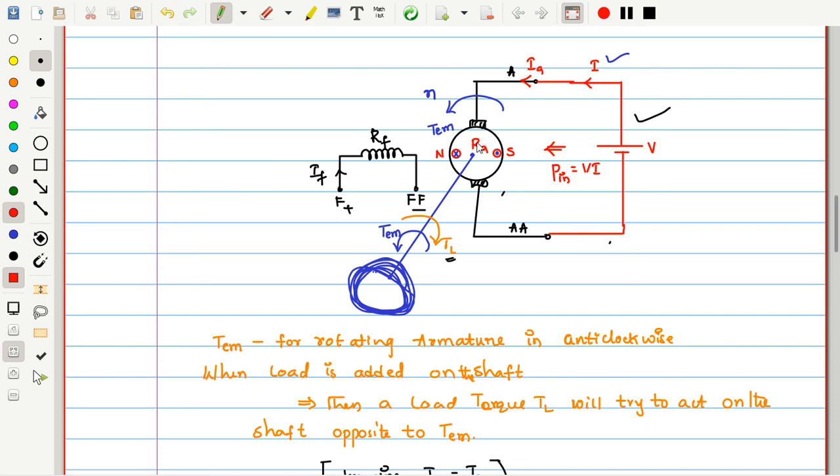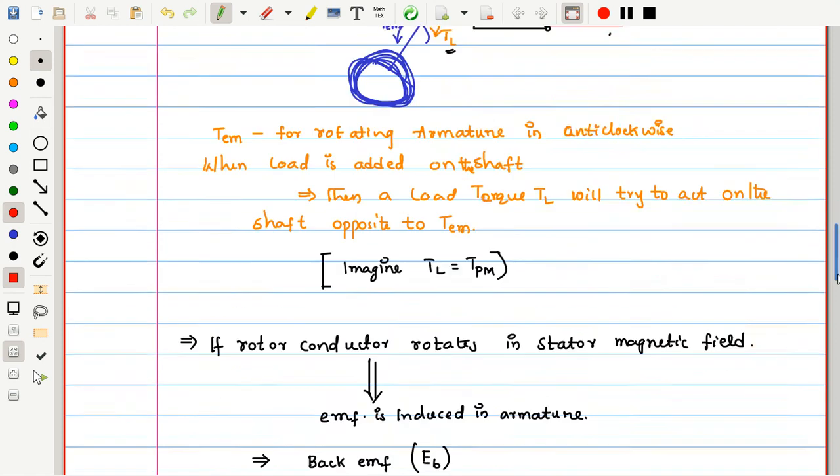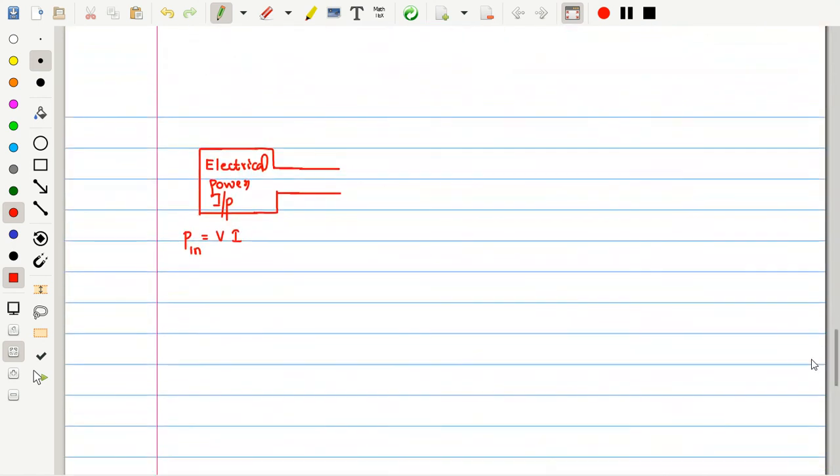Then immediately armature resistance is there, so Ia square into Ra loss will be there. That loss we called copper loss. So immediately the copper loss takes place. How much is that? Ia square into Ra. If it is separately excited, only Ia square into Ra. If it is shunt excited, Ia square into Ra plus If square into Rf. Both will be there. Next is, if we subtract this amount of loss from the input, the leftover power is what? Reaching the armature.